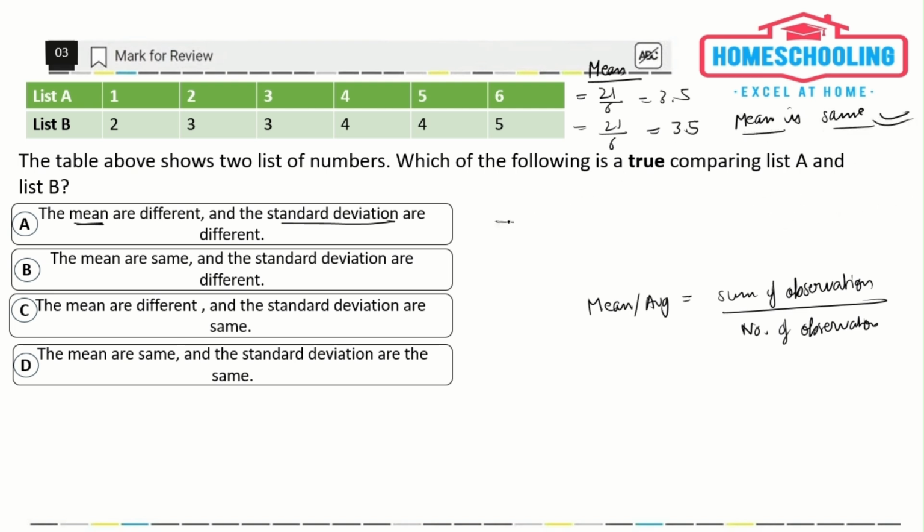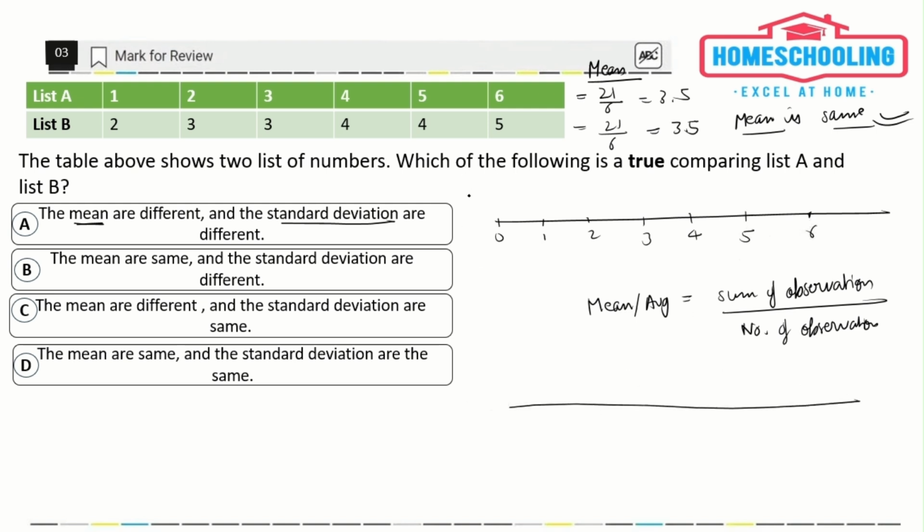Now let's put it on a graph here. Let's say the graph starts from 0, 1, 2, 3, 4, 5, and 6. And let's make another graph for the other list. This is for list A, and this is for list B, each with 0 to 6. Now let's put the data points here. As you can see, we have one data point at 1 in list A, then one data point at 2, then one at 3, then 4, 5, and 6.